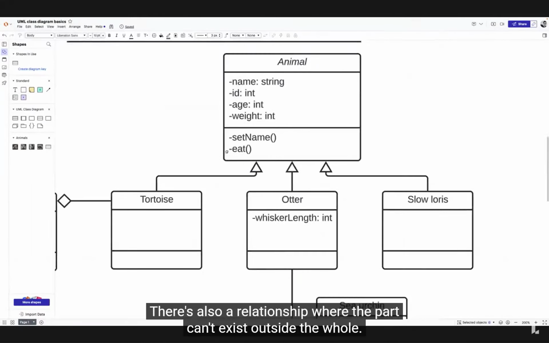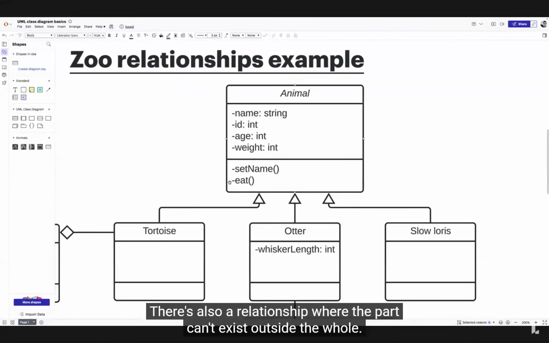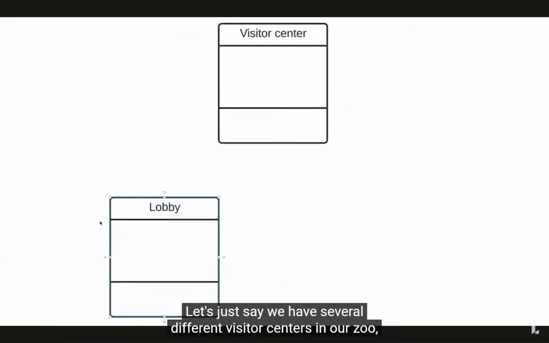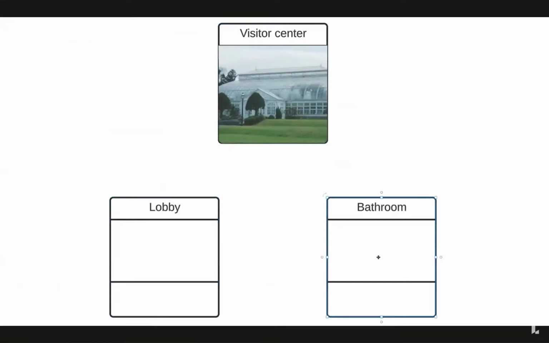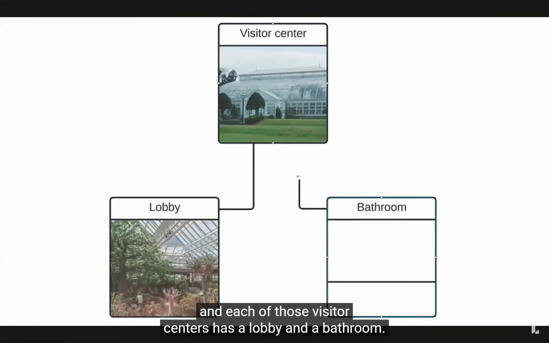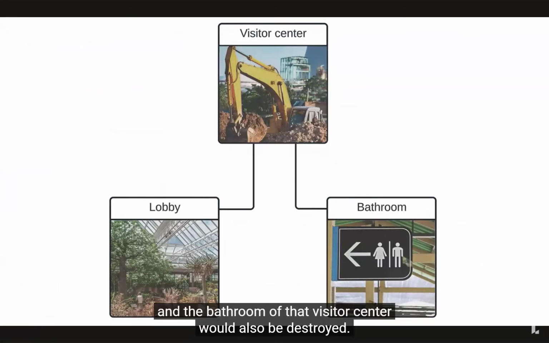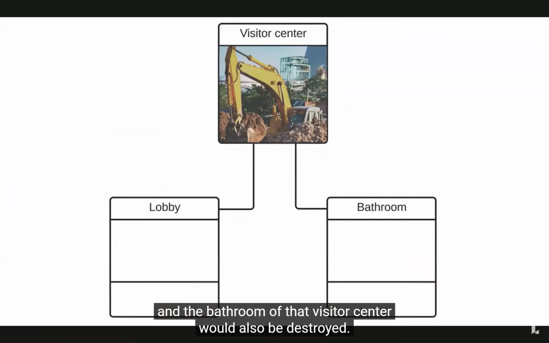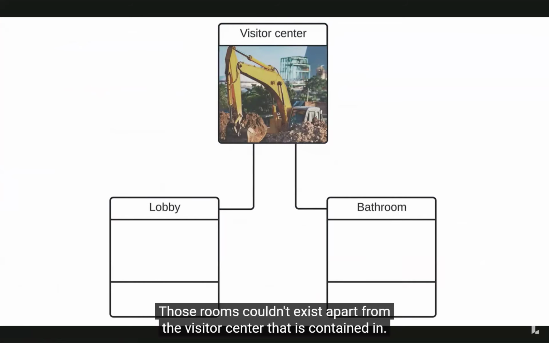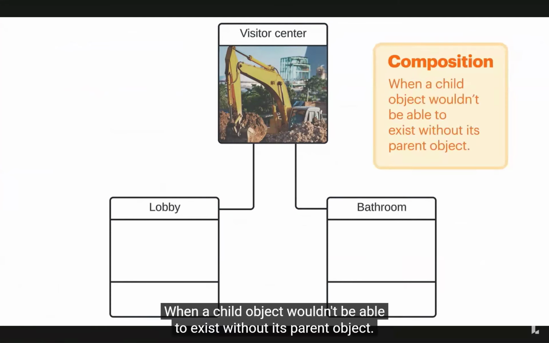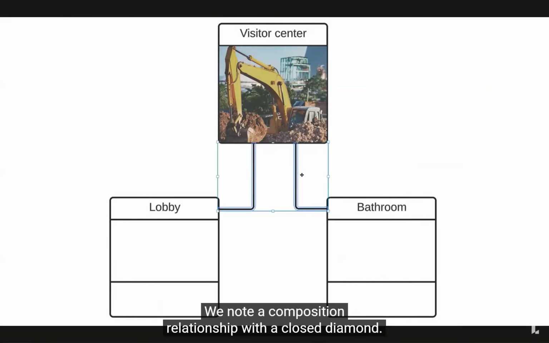There's also a relationship where the part can't exist outside the whole. That's called composition. To illustrate this, I'm going to create a few classes. Let's just say we have several different visitor centers in the zoo. Each of those visitor centers has a lobby and a bathroom. Now, if the visitor center came down, the lobby and bathroom would also be destroyed. Those rooms couldn't exist apart from the visitor center that contains them. That's composition, when a child object wouldn't be able to exist without a parent object.